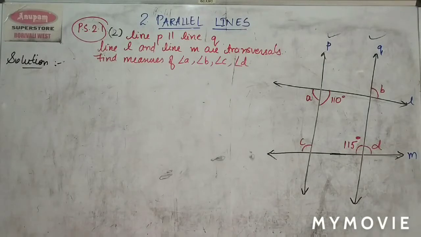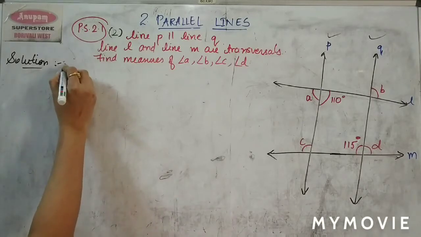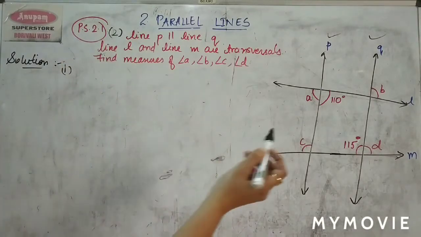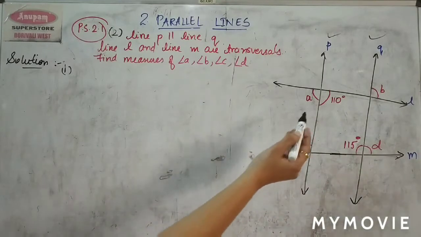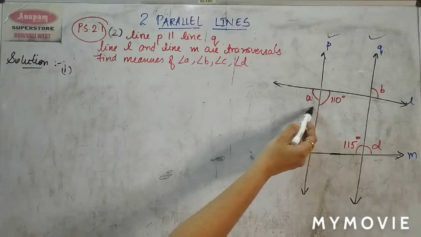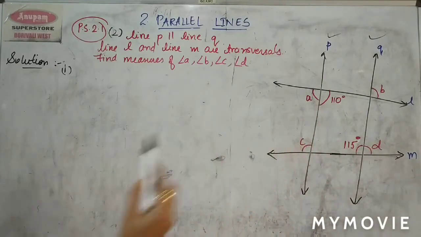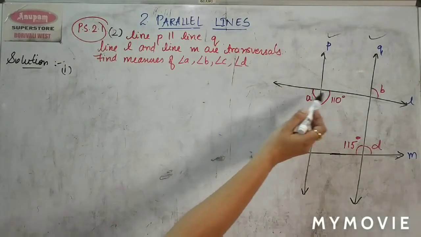Now, we have been asked to find out the measures of angles A, B, C and D. Let us see how we can do that. Now the first part, when I am told to find out the measure of angle A, as we can see, this and these two angles are adjacent to each other. Yes, and also they form a straight line.